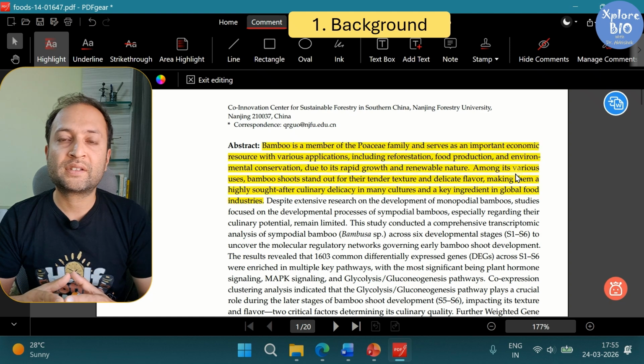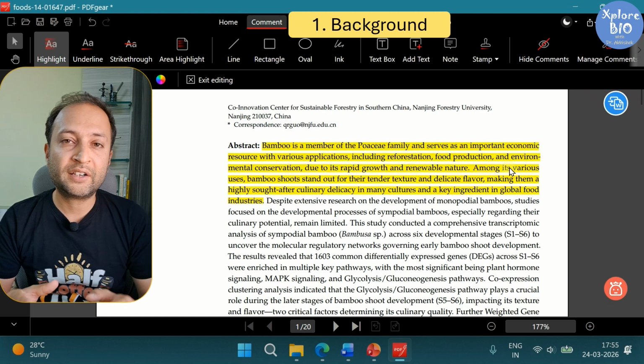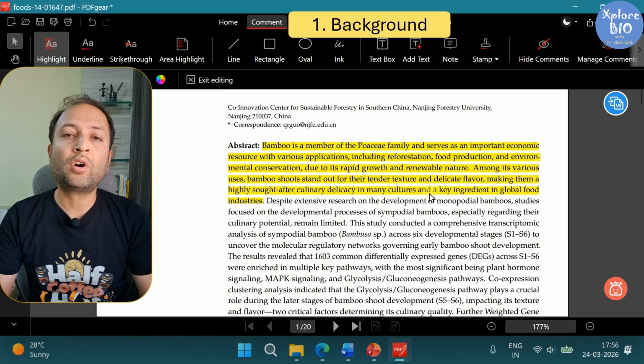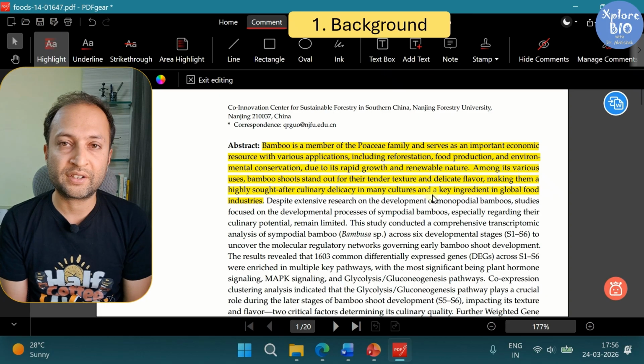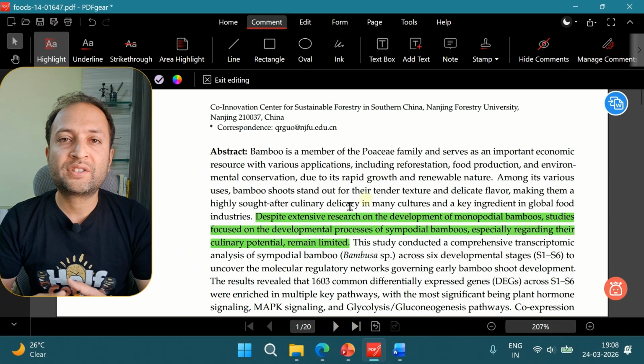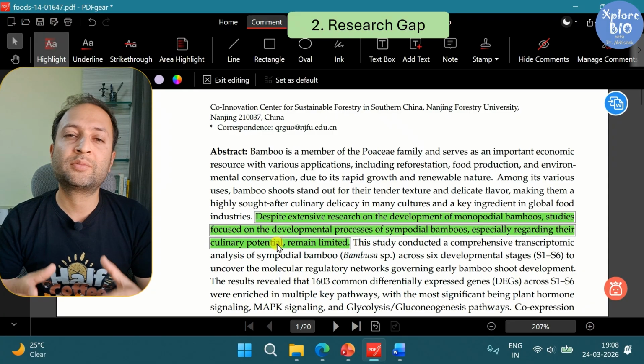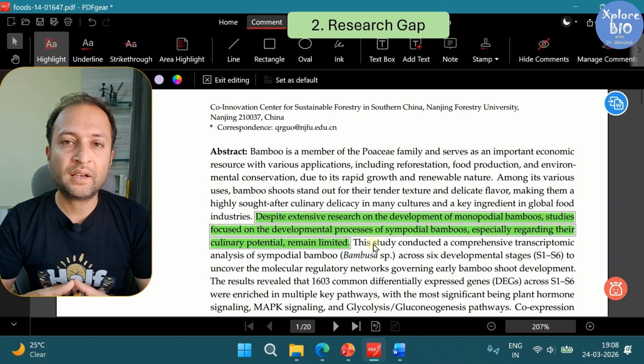Reading the first two sentences in this example makes it clear for the readers that the paper is about bamboo, its economic value, and the importance of bamboo shoots in the food industry. After this, you have to mention a statement about the research gap: what is currently missing and unsolved, what is the problem considering which you conducted this particular study. For example, here, the culinary potential of bamboo remains a limiting factor, which forms the basis for this particular research.